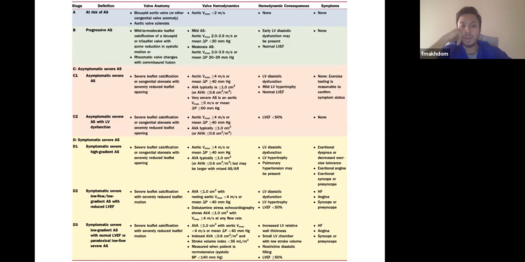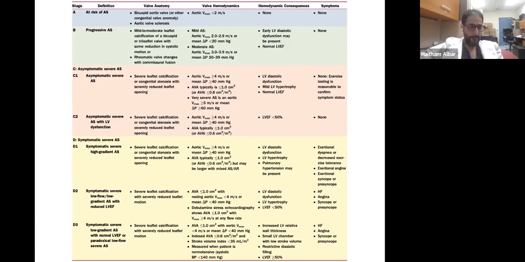Yeah, and to assess the aortic stenosis, you usually do calcium scoring. Yes. Calcium scoring, okay.